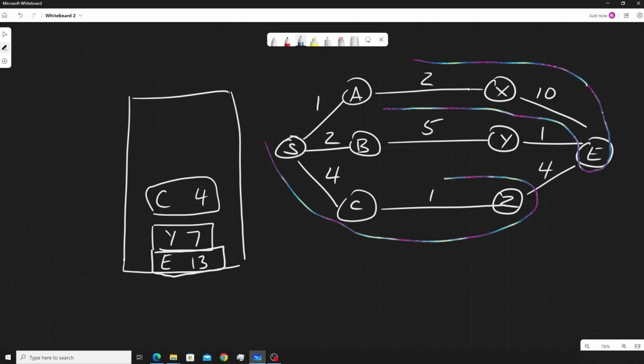Okay, so we're going to expand out C4. And so we learn about Z5. Okay, which also becomes the next one that we consume. So we consume Z5 immediately because it is the cheapest.